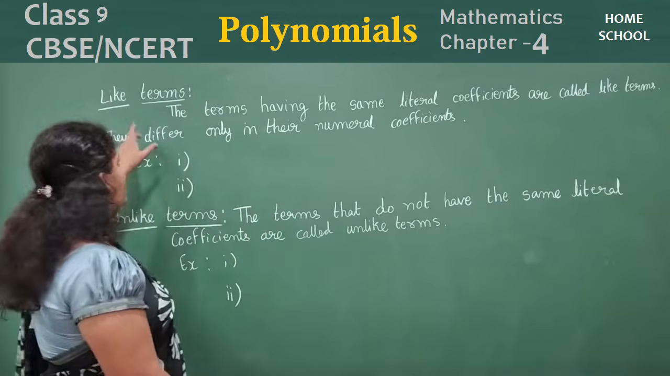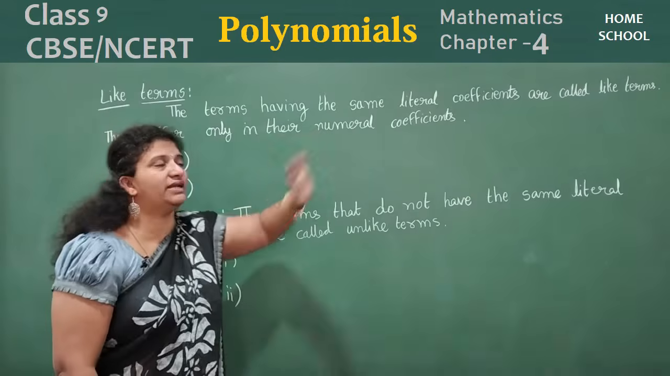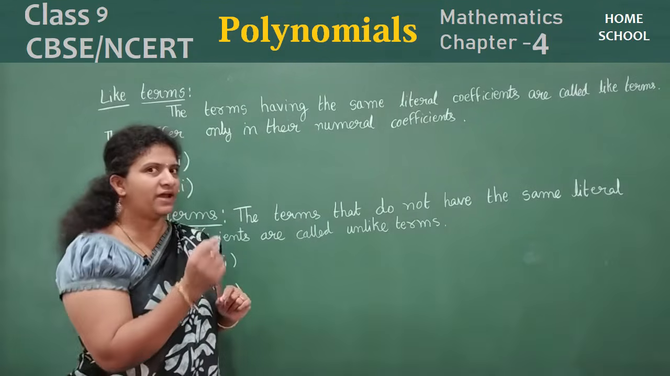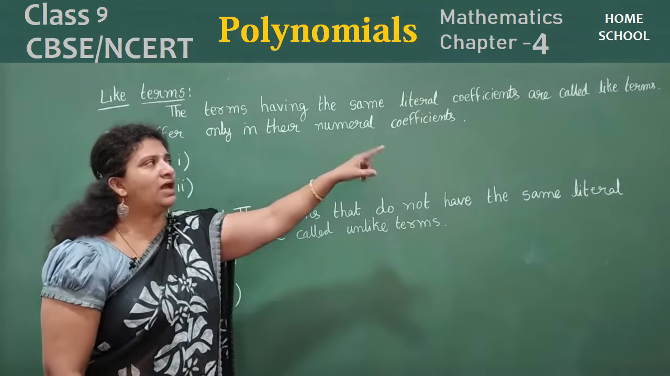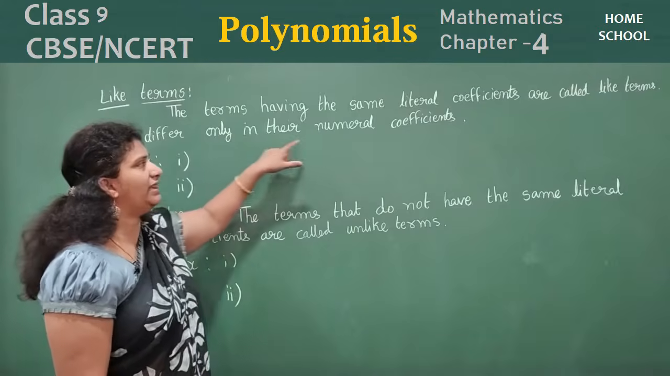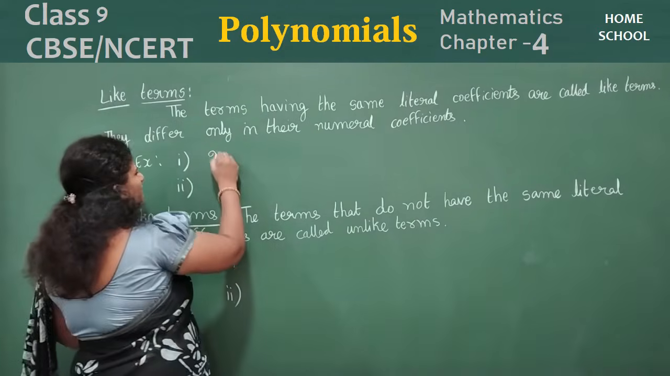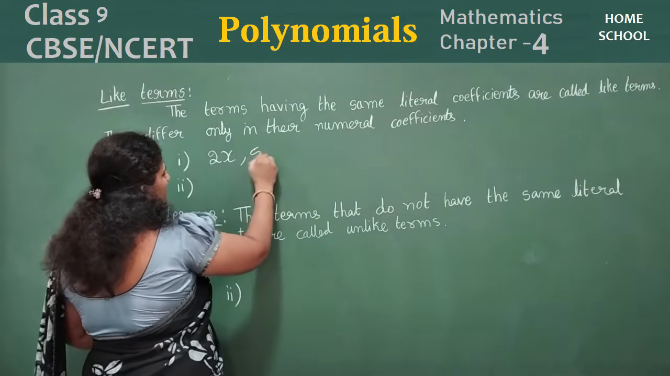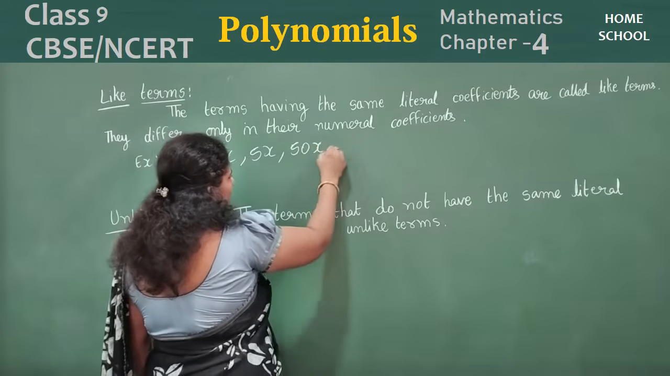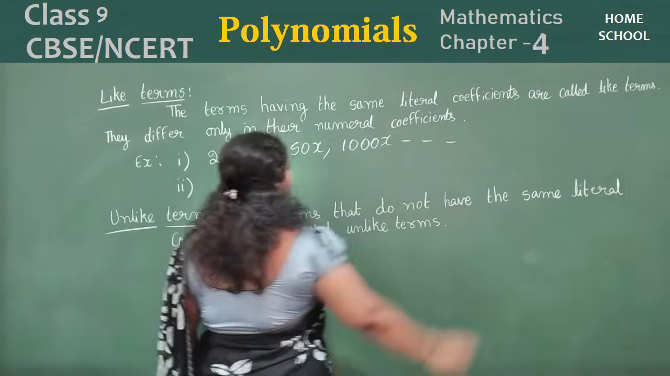How can we say? Like terms are the terms having the same literal coefficients. Literal coefficient means algebraic coefficients. They differ only in their numerical coefficients. Example, 2x, 5x, 50x, 1000x, and so on.